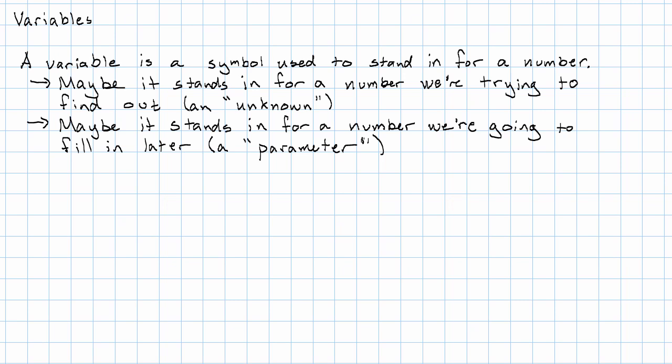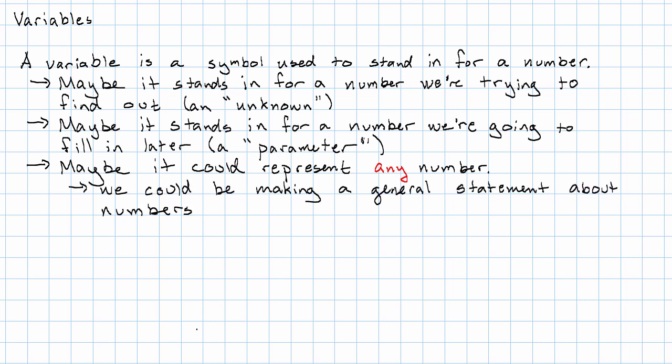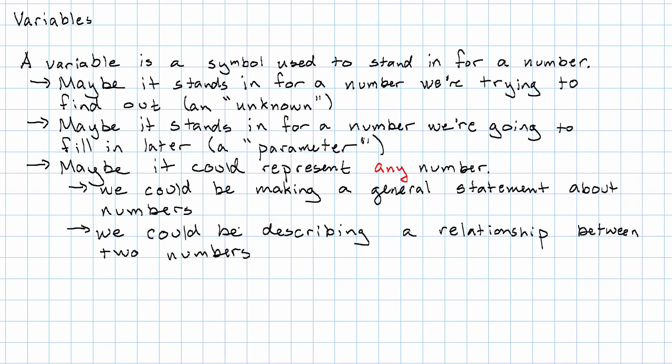The last thing that a variable might do is maybe we have a variable that just could represent any number. What? Why would that be? We could be making a general statement about numbers, or we could be describing a relationship between two numbers. We'll see variables functioning in all three of these ways in this class. The actual manipulations we're going to choose to do to those variables will depend on what function the variable is serving.